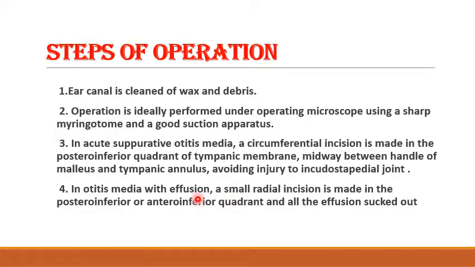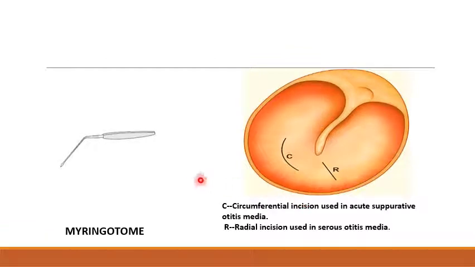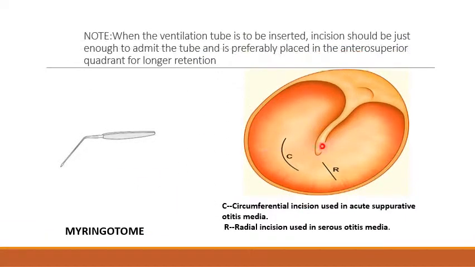In otitis media with effusion, a small radial incision is made in the postero-inferior or antero-inferior quadrant, and all the effusion is sucked. This is the picture depicting myringotome, and here are the two incisions: circumferential incision used in acute suppurative otitis media and radial incision in serous otitis media.